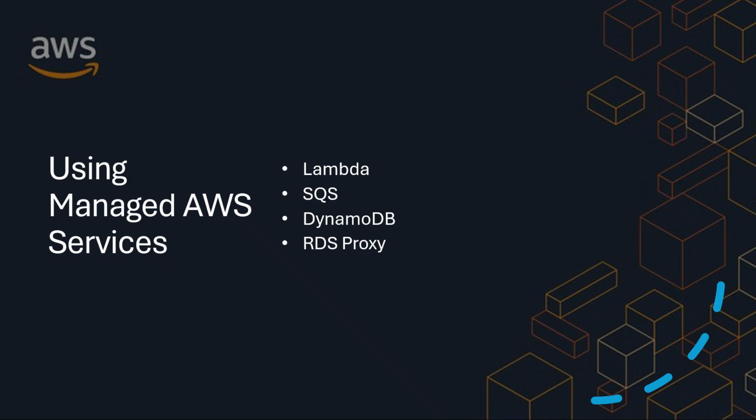One effective strategy for high availability is using fully managed AWS services. AWS Lambda scales automatically across availability zones. SQS helps decouple system components, preventing cascading failures. DynamoDB is multi-AZ by default and offers global replication. RDS Proxy improves reliability by pooling connections and helping legacy applications survive failovers. Managed services reduce the operational burden and eliminate many failure scenarios common in self-managed systems.